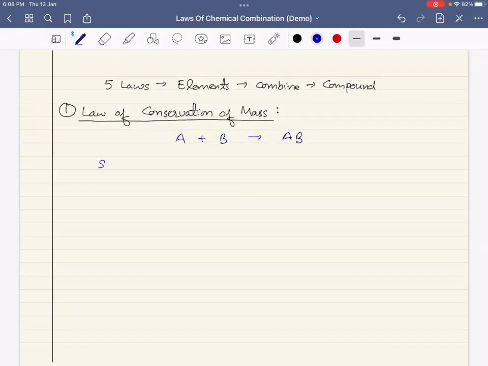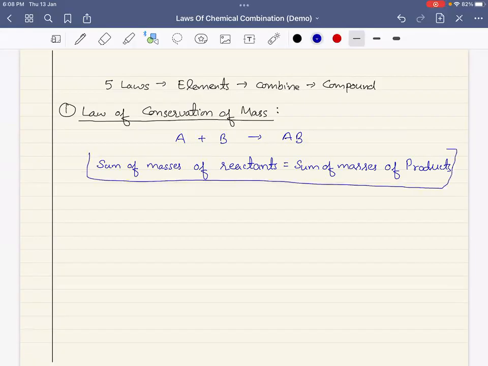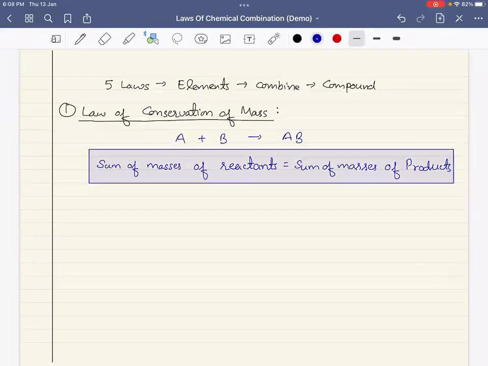That means the sum of masses of reactants is equal to the sum of masses of products. Sum of mass of reactants is equal to sum of mass of products. This is the law of conservation of mass.